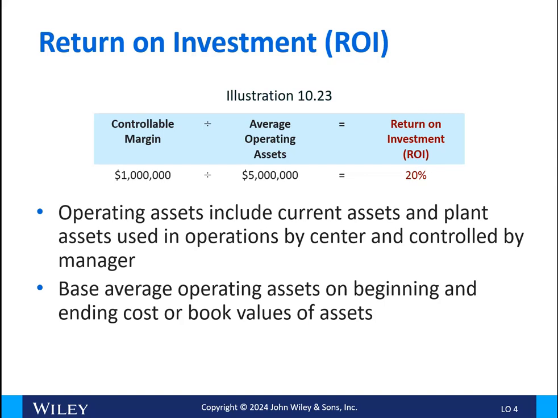Operating assets include current assets and plant assets used in operations by the center and controlled by the manager. Base average operating assets on beginning and ending cost or book value of assets. So we're just going to take a simple average of the beginning of the period and the end of the period. We can either use the book value or the cost. Book value makes sense because that's what's on the financial statements. And you just take a simple average there to get to our average operating assets.